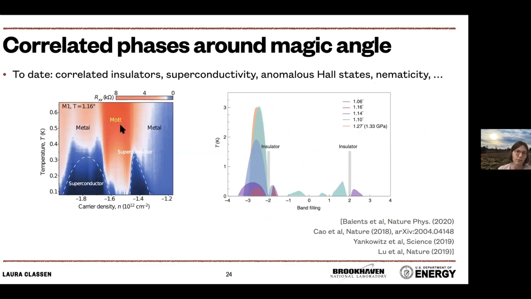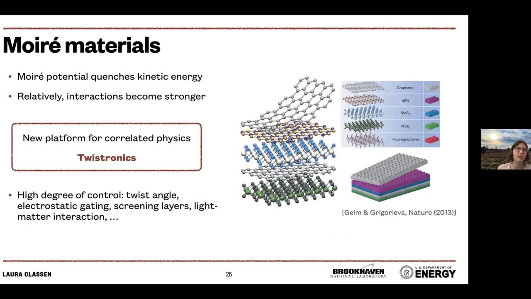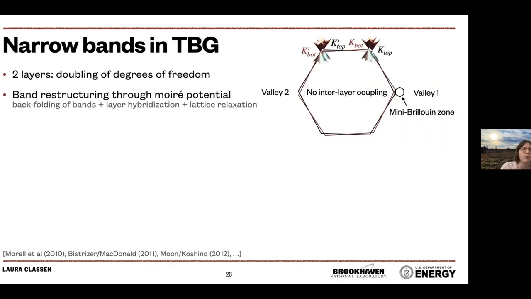In first observation in the group of Pablo Jarillo-Herrero, which has been confirmed by many other groups and followed by a variety actually of different correlated phases, including in particular superconductivity. And I want to say that it seems like the most robust ones appear near half filling of valence and conduction band. And actually, this also has been shown to happen in other Moiré materials, but for now, let's stick with twisted bilayer graphene and look at the band structure here.